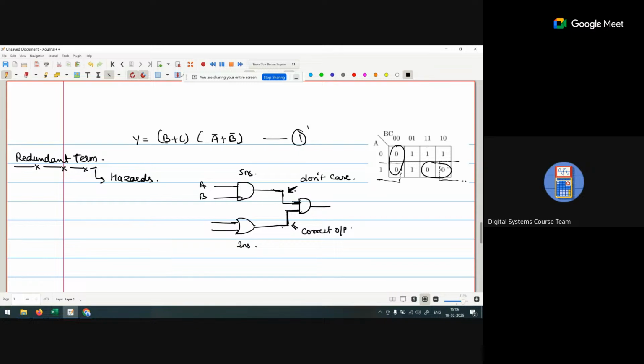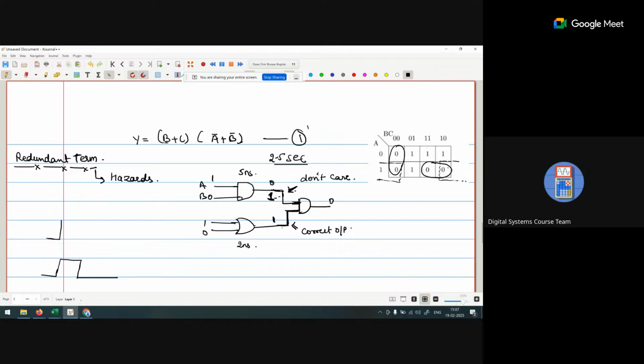Now, if I say that A goes from 0 to 1 and B goes from 1 to 0, what is the output? 1 0, and we are getting a 0. But after 2 nanoseconds, initially the output between 2 to 5 nanoseconds at this position is 1. So one output is 1, the second output is also 1, and after 5 nanoseconds it becomes 0.